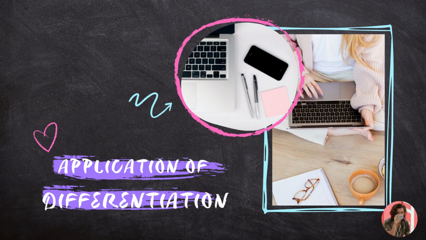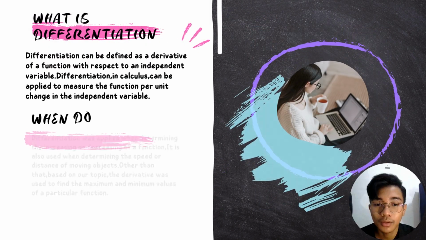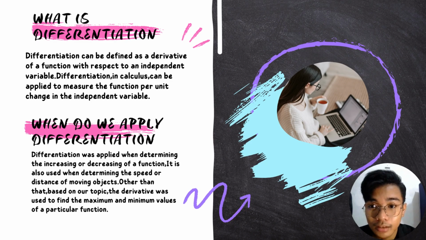So, in this video, we will talk about the application of differentiation. What is differentiation? Differentiation can be defined as a derivative of a function with respect to an independent variable. Differentiation in calculus can be applied to measure the function per unit change in the independent variable.